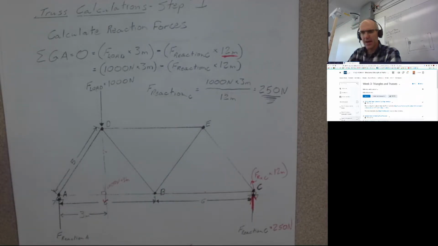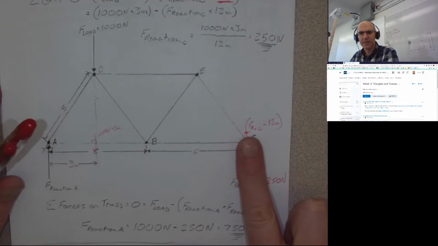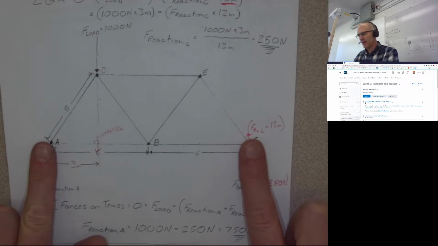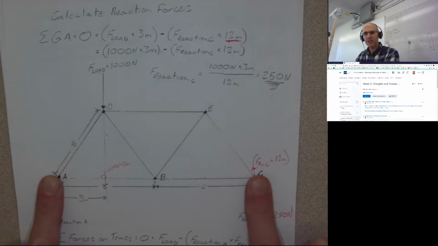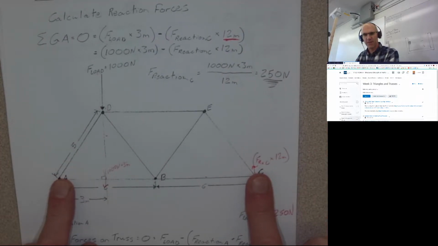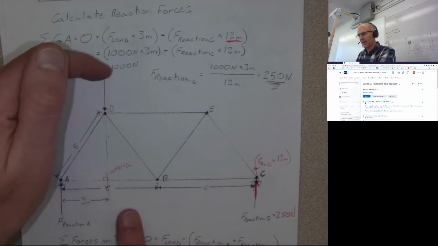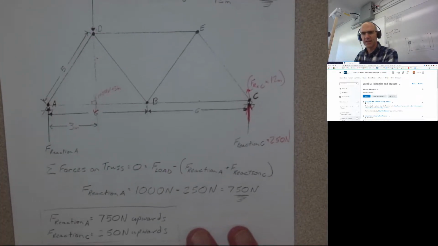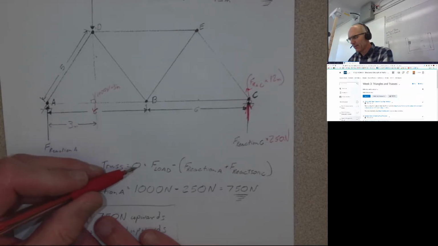All right, now, if I've got 250 newtons pushing up right here, and 1,000 newtons pushing down right here, then if I want to keep this thing from moving up and down, then my reaction forces, F reaction A and F reaction C, have to sum together to counteract the 1,000 newtons pushing down right here. So I can come along here and say the sum of the forces on the truss have to equal 0 as well, so it's not accelerating everywhere.